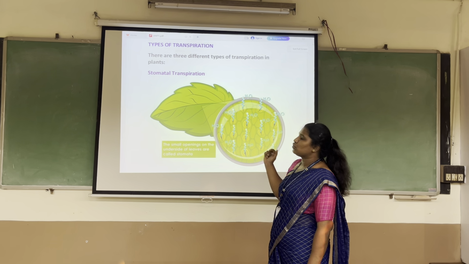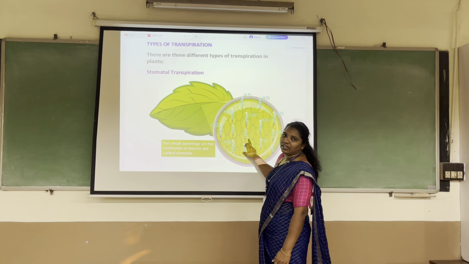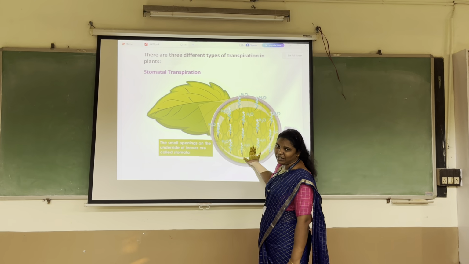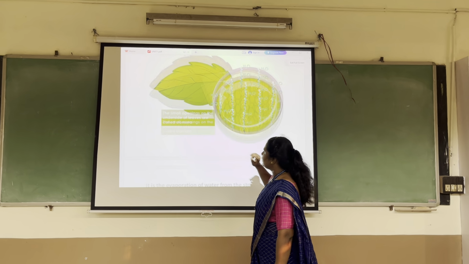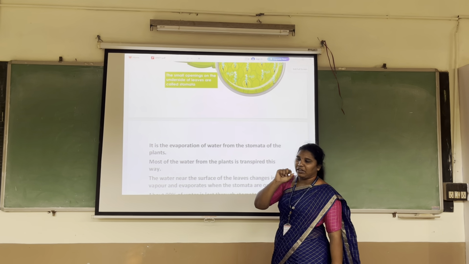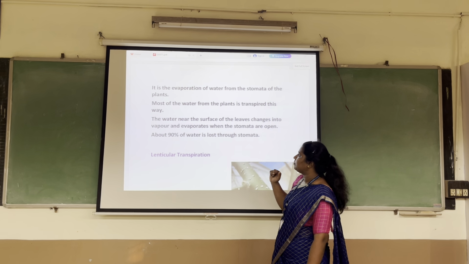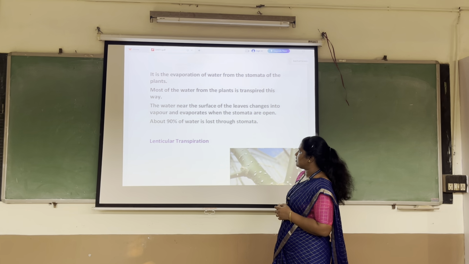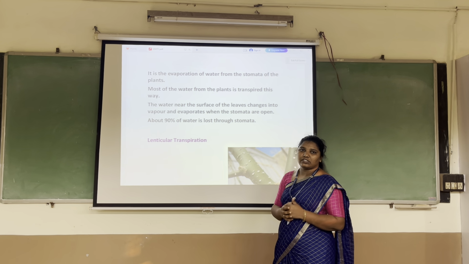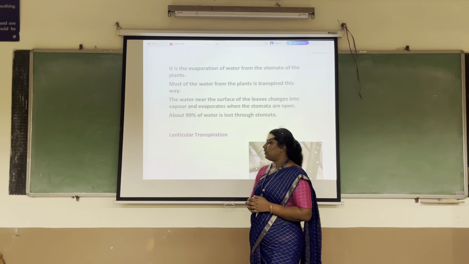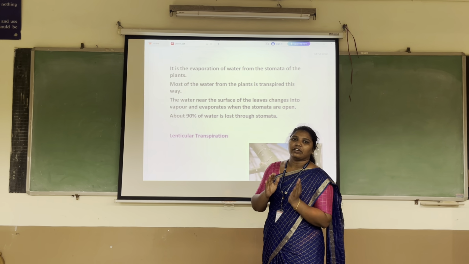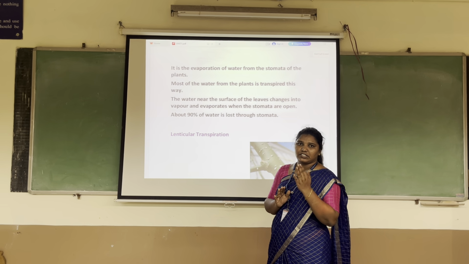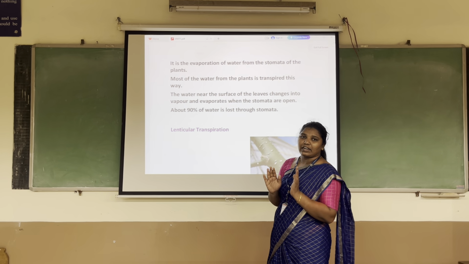The first one is stomatal transpiration. Stomata are the organs meant for gaseous exchange in the leaves of a plant, as we all know very well. The small openings on leaves are called stomata. It is the evaporation of water from the stomata of the plants. Most of the water from the plants is transferred in this way. That is, the exit of water from the plant takes place from the stomata. This process of exit is known as stomatal transpiration.